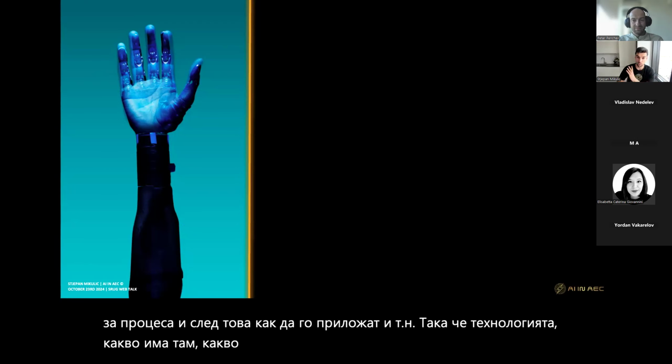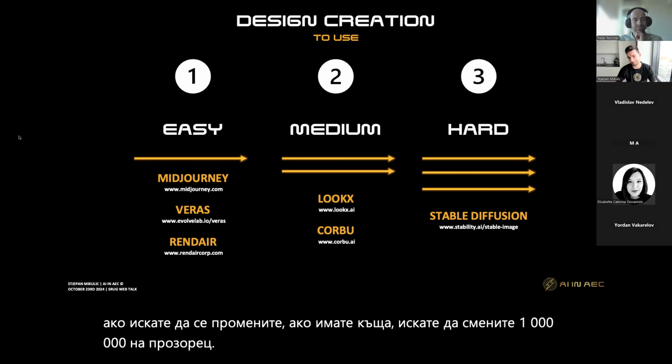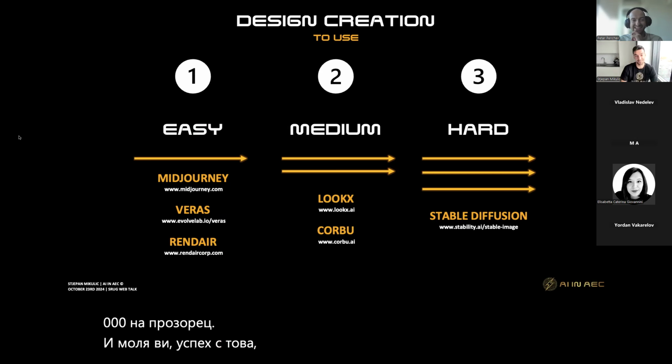Why I say it's easy? Because it's easy to implement. It's easy to get started with. It's usually like a monthly subscription you pay. Very, let's say, affordable. But the problem is that these apps don't give you that much control. If you ever used Midjourney, you probably got something mystical looking, and if you have a house and you want to change one window, good luck with that. It doesn't work, right? It's really hard.